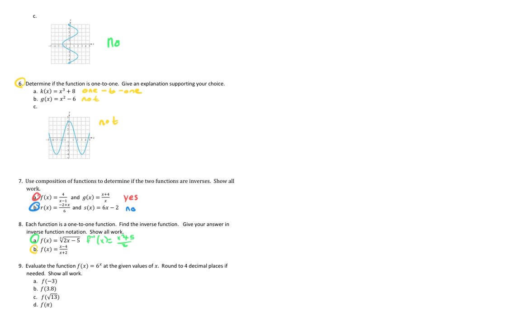Okay, 8b. We're going to do a similar thing to what we did last time, where we plug in our inverse for x and then x for f of x. So we have x is equal to f inverse of x minus 4 over f inverse of x plus 2. The first thing I'm going to do is multiply both sides by this f inverse plus 2, just to get everything out of the denominator. So we have x times f inverse of x plus 2 equals f inverse of x minus 4.